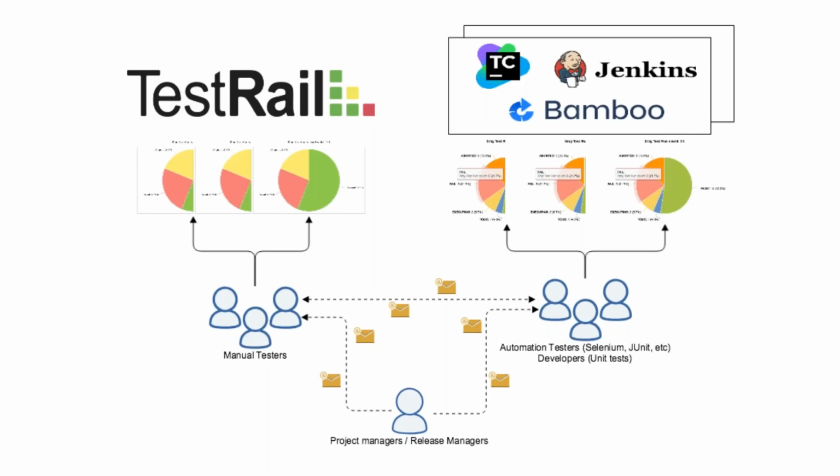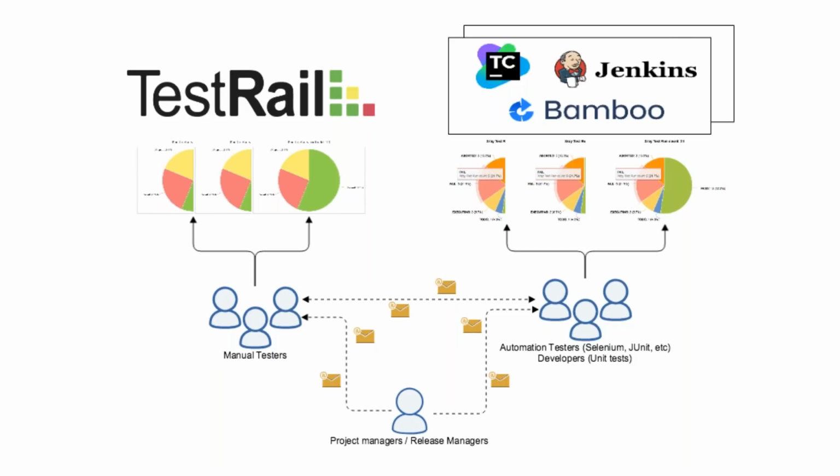Here is a diagram of a typical testing process. There are three groups of people and activities. The first one is the manual testers who run test cases and record execution into some test case management system, TestRail, for example. On the other hand, there are automation engineers, who typically run their tests in a CI application like Jenkins, Bamboo, or TeamCity, or anything else. And eventually, there are project and release managers who have to figure out the health of a release by coordinating between these two groups. And this might become a problem for various reasons.